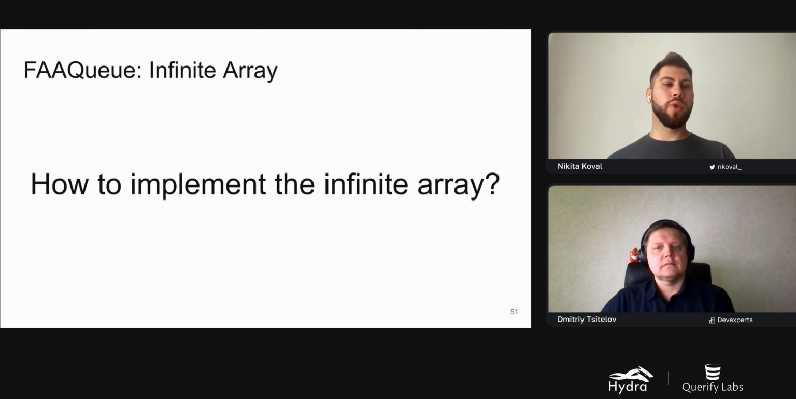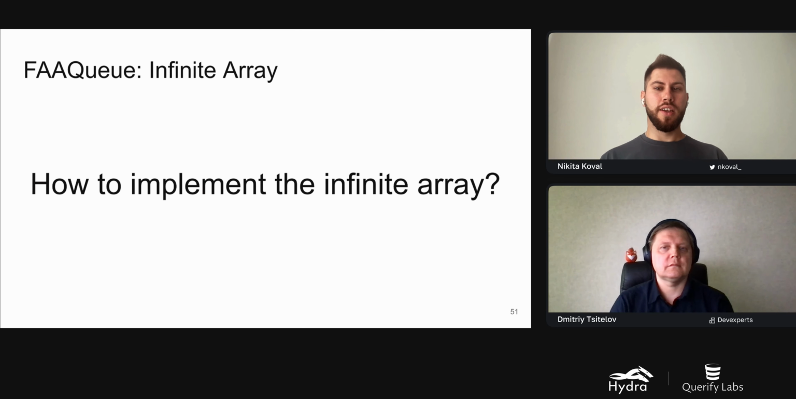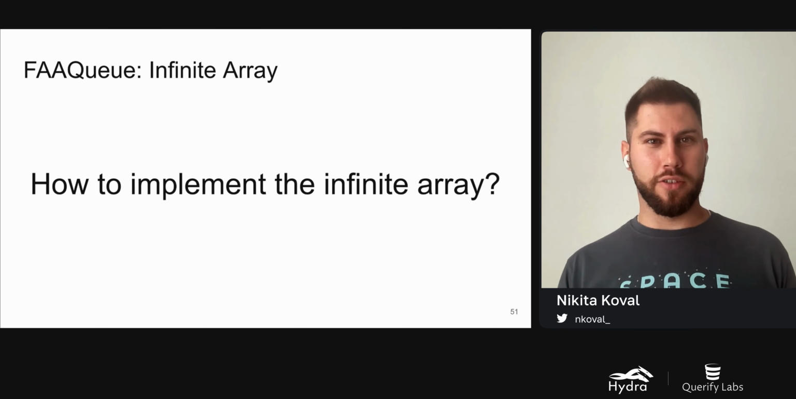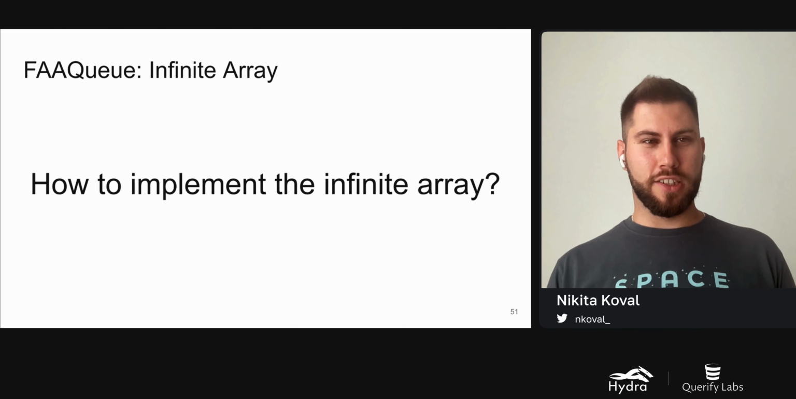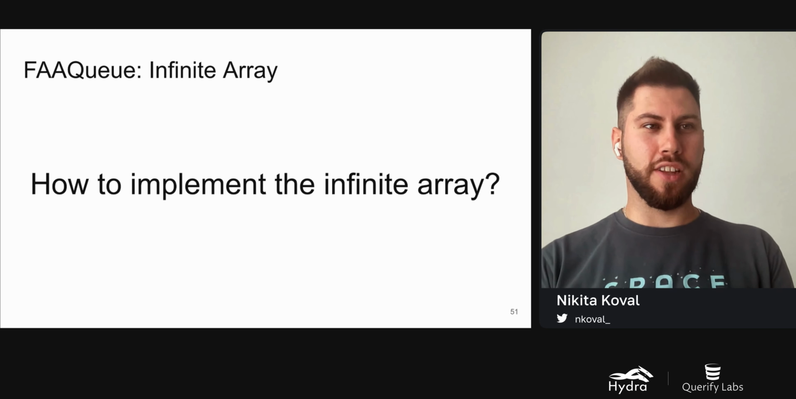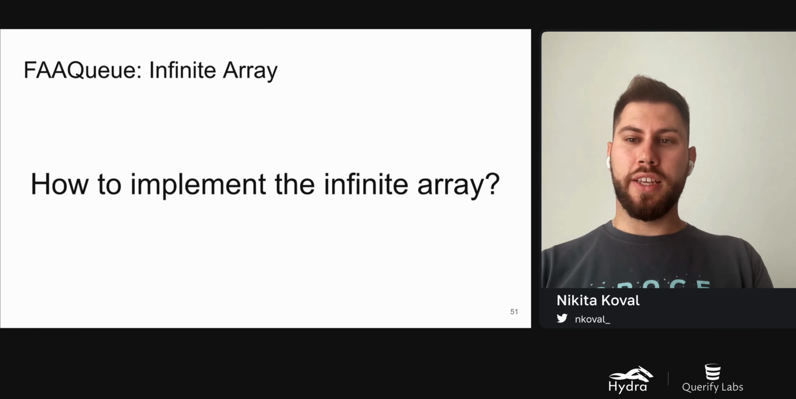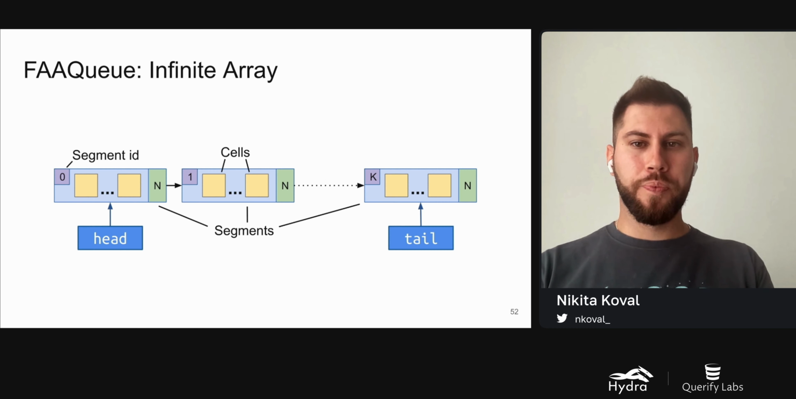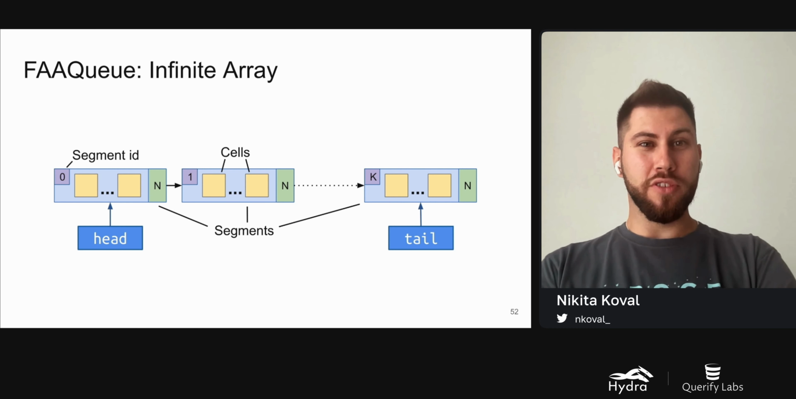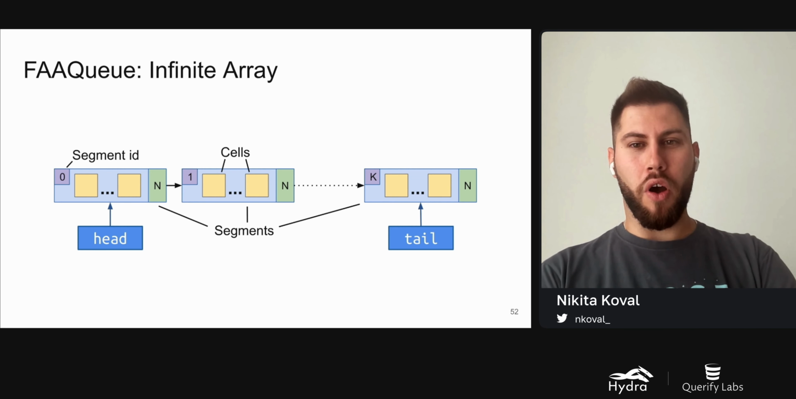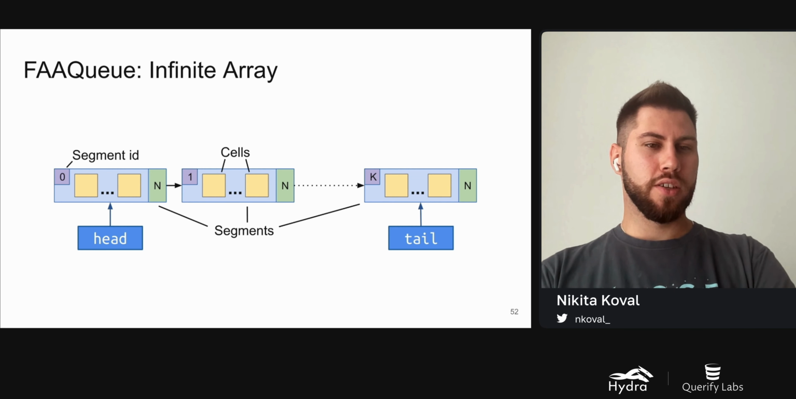So now the only question that is uncovered is how to implement this infinite array. We assumed that we have an infinite array, but we don't, actually, right? There is no such construction in the standard library, in any library. And we need to emulate the infinite array somehow. The idea is that we'll use the Michael-Scott queue for that. We'll use a Michael-Scott queue of segments.